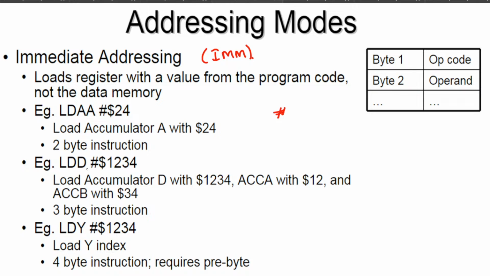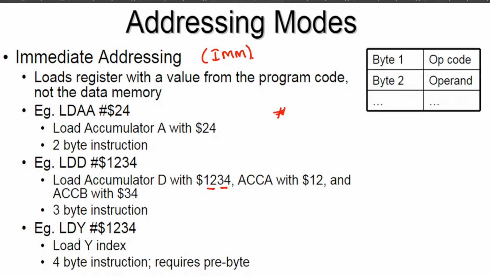Okay, and LDD, this is load accumulator D with 1234, ACCA with 12, and ACCB with 34, because accumulator D is a combination of accumulator A and B. Accumulator A represents the first 2 digits, accumulator B represents the last 2 digits. That combination of both of them is accumulator D. So when you have accumulator D with the LDD, this means A is loaded with 12 and B is loaded with 34, and this is in hexadecimal.